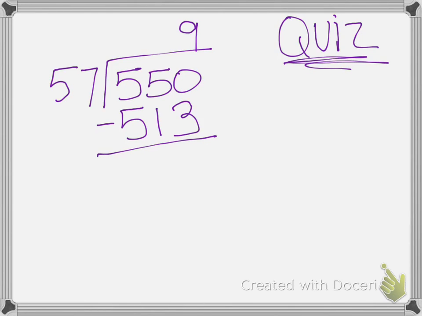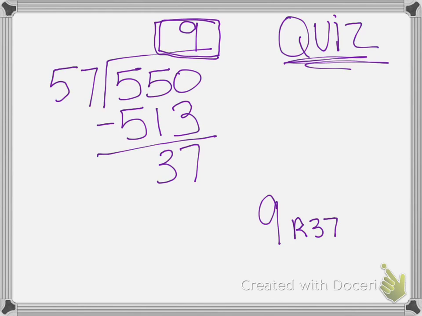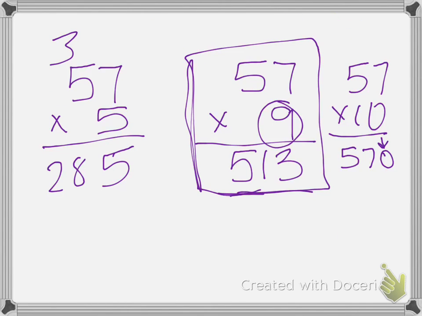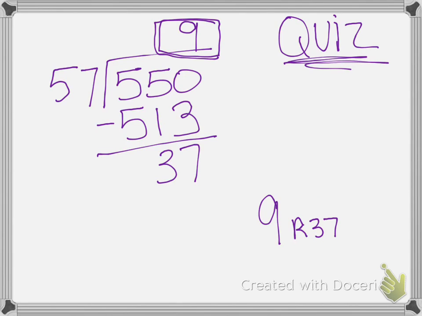Please do 550 minus 513 and tell me what you get. You should have gotten 37. So our answer is 9 remainder 37. So in order to solve these problems that only have one digit in the quotient, you do have to do some work with multiplication over here to figure out what you will be using as your quotient.